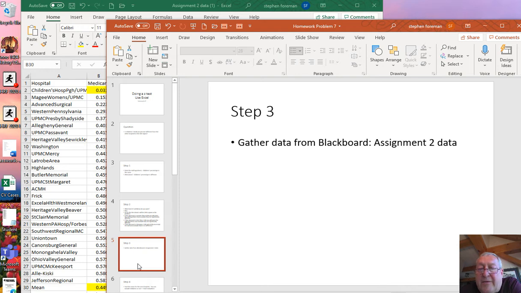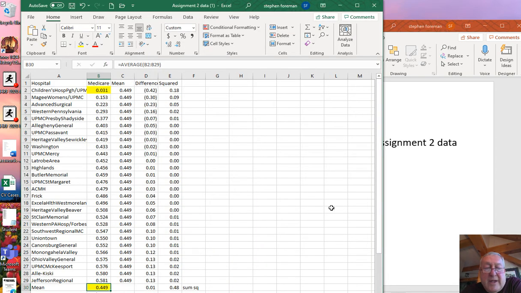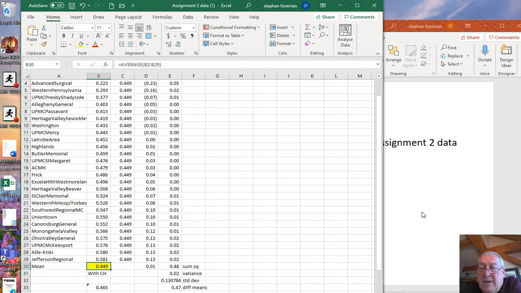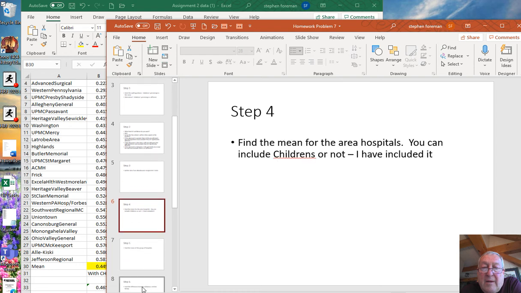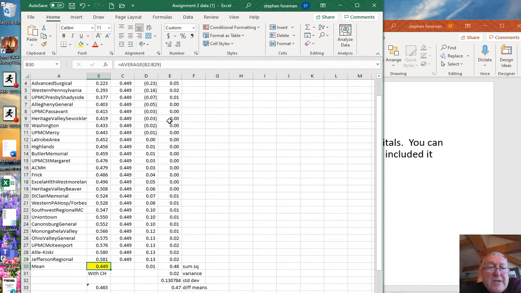Step 3, let's get the data from Blackboard, assignment data 2, and here's the data that I've downloaded. You can do that by clicking on that link in the problem. So in the first column, step 4, find the mean for the area hospitals. You can include children or not. And as you can see from here, the command average B2 to B29 gives you the group average, which is 0.449.